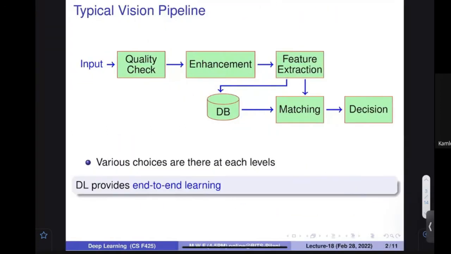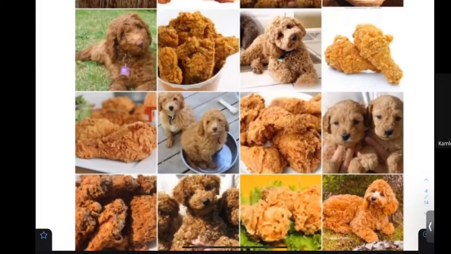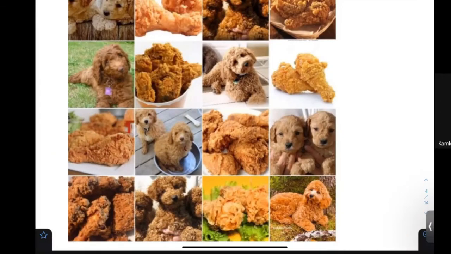So as we have discussed, there are various choices at each level, and when we put all these things into a deep learning pipeline, they give me a better representation, and that's why it is called end-to-end learning. This is often not very easy, and you know that computer vision is sometimes very confusing, because even for humans, if you don't pay much attention, you cannot find where is the chicken and where is the dog.